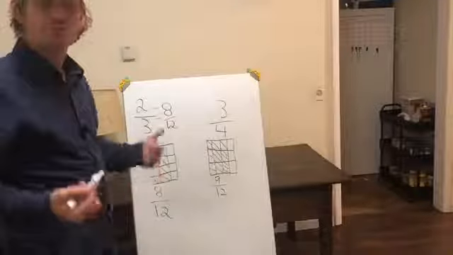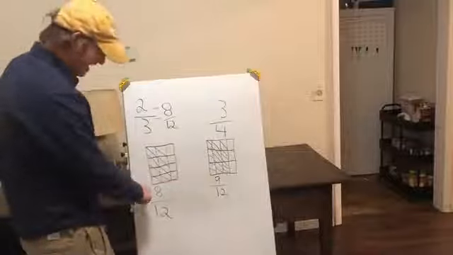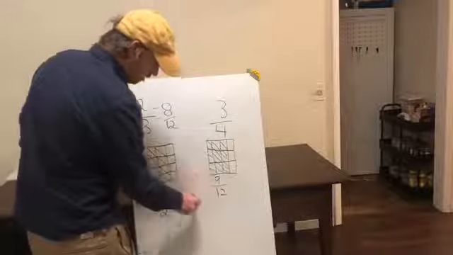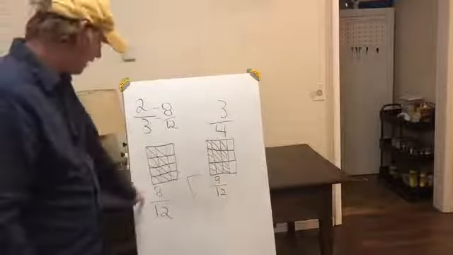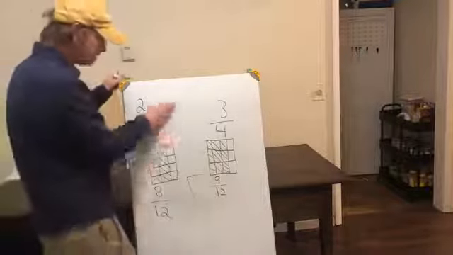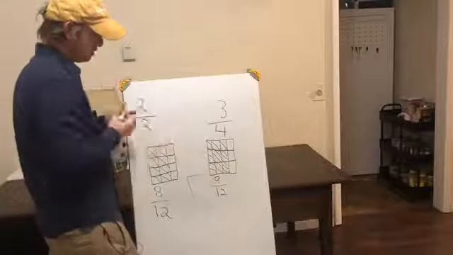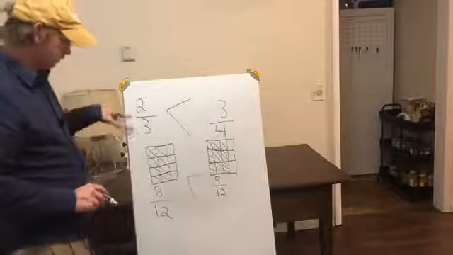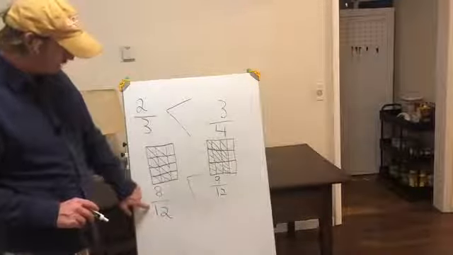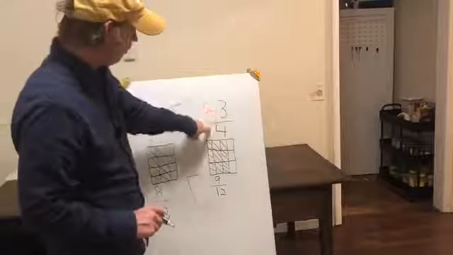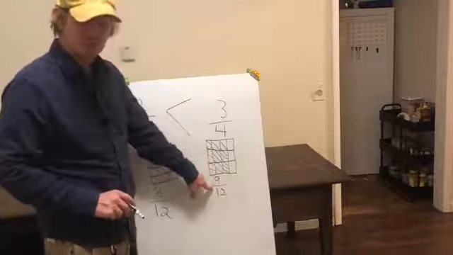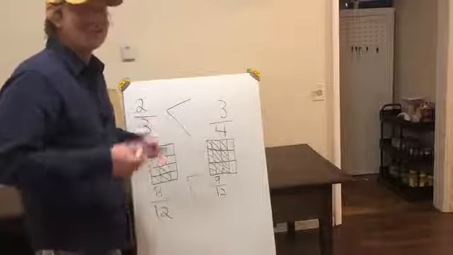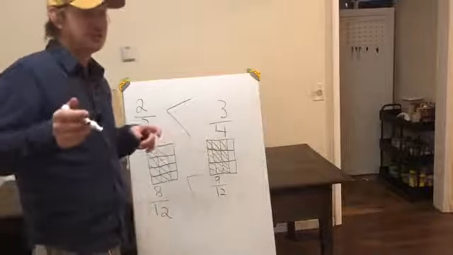And now we can super easily compare them because I have 8/12 and 9/12. And I know that 9/12 is greater than 8/12. And that means that 3/4 is greater than 2/3, because 2/3 is equal to 8/12, and 3/4 is equal to 9/12. So that's one way that you can find equivalent units to help compare fractions and make it easier.